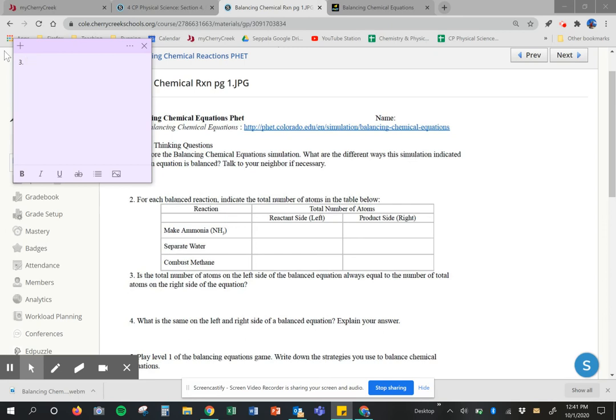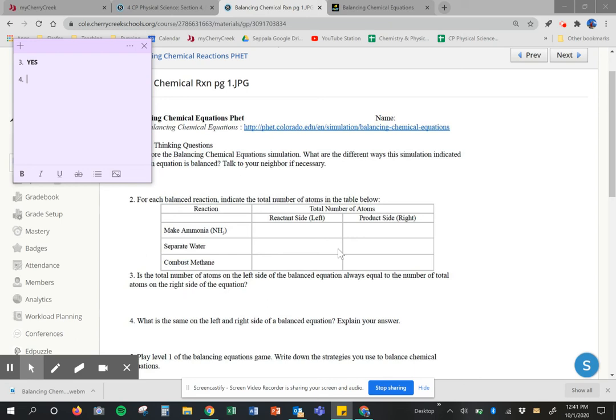Is the total number of atoms on the left side equal to the total number of atoms on the right side if the equation is balanced? That's easy. Yes. Right? The answer is yes. Those numbers should be the same on both sides of that graph, data table.